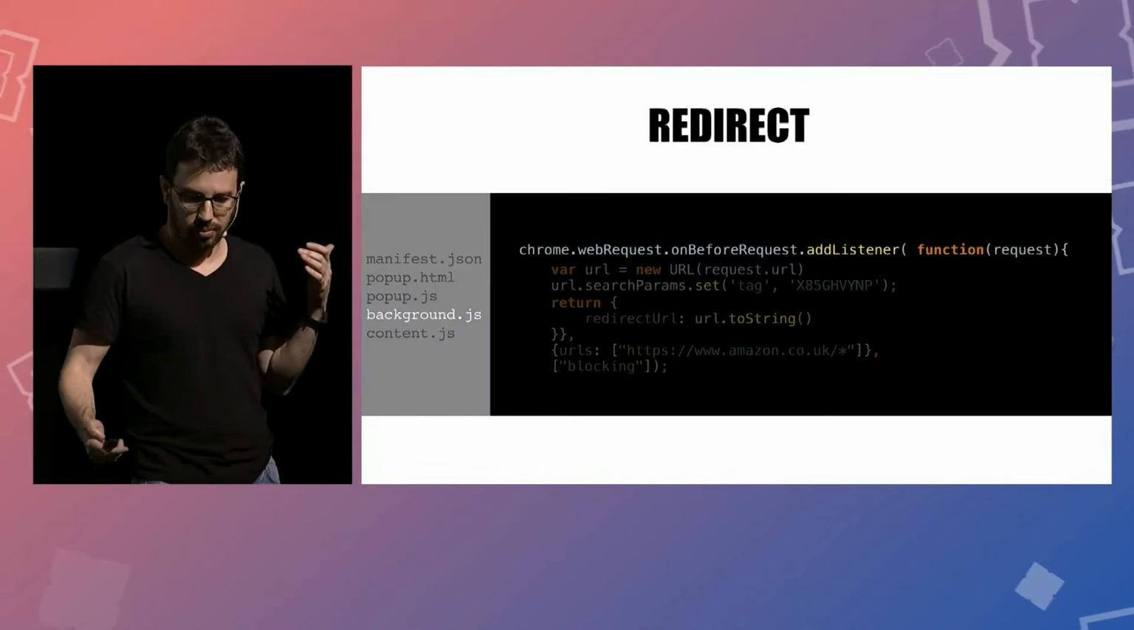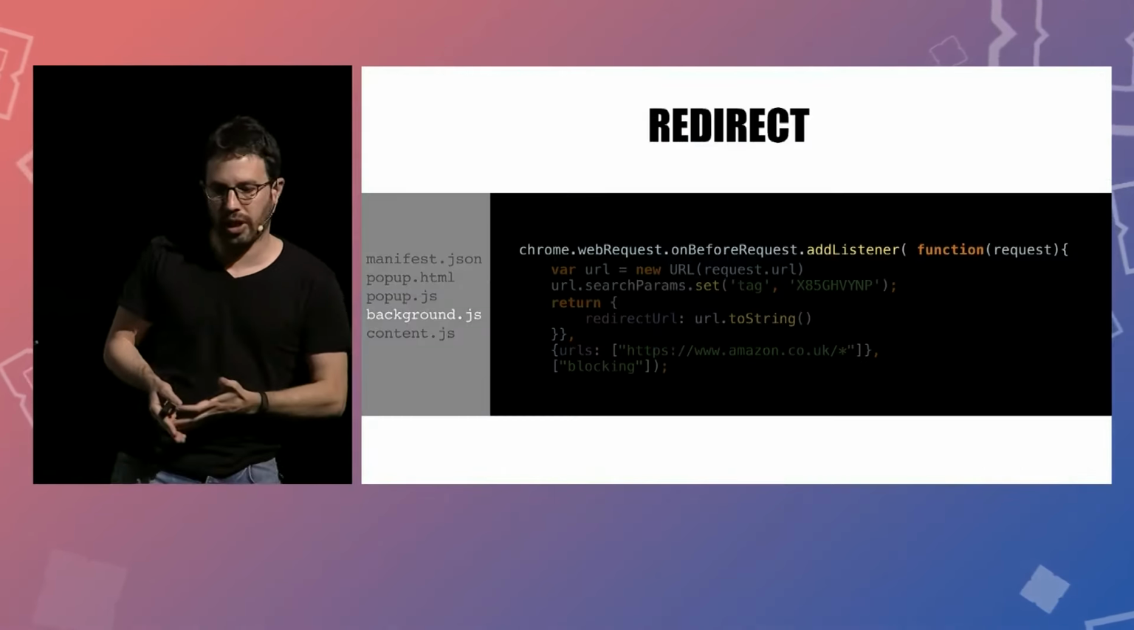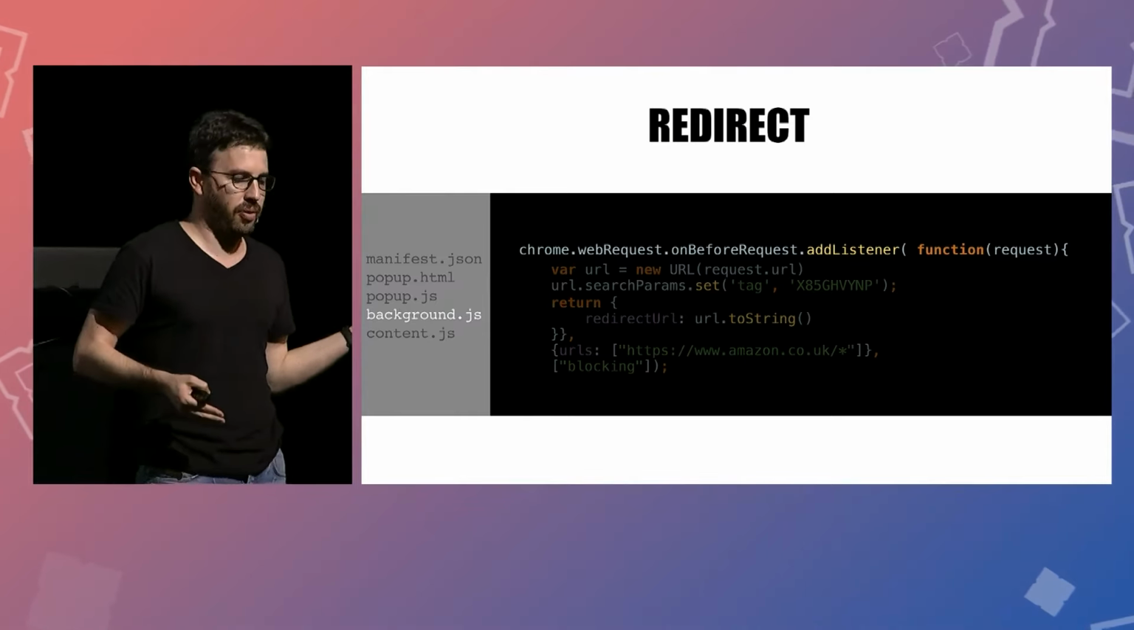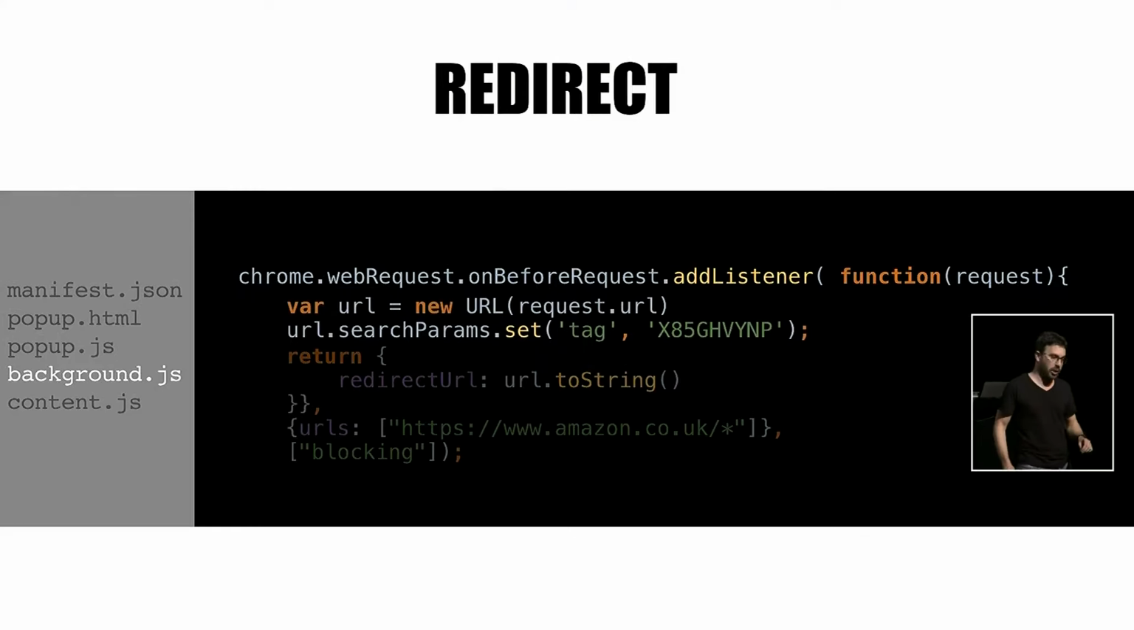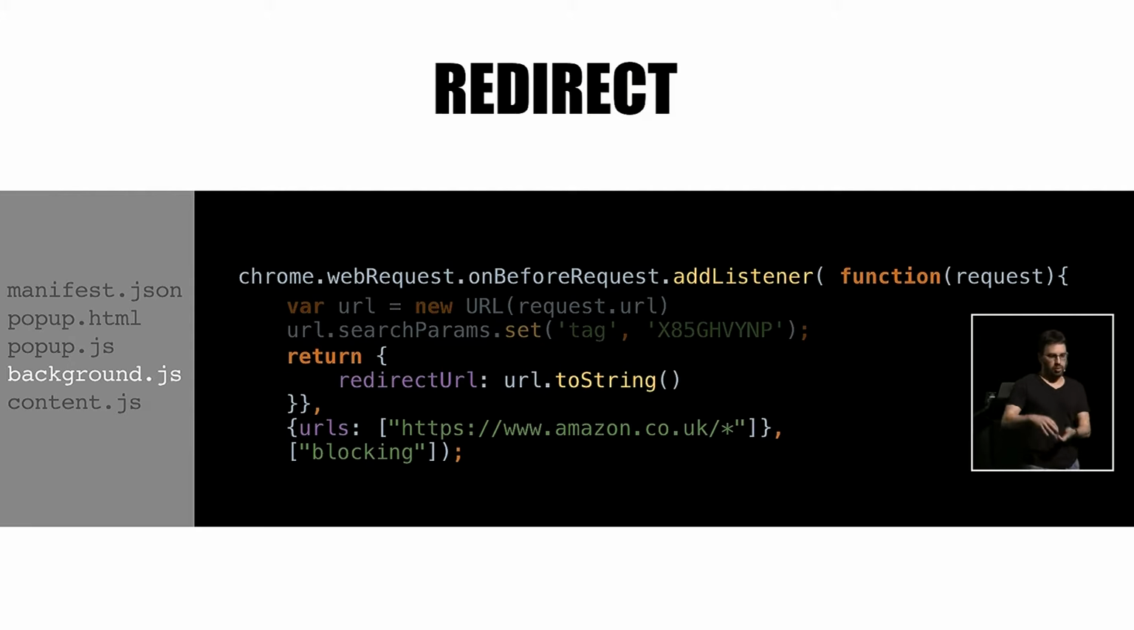So the thing that we're doing here, we use the onBeforeRequest event. We take the URL, we add the tag, and we redirect the user to the new site with the tag and our unique identifier. And it only works on Amazon now. Of course, I can extend this extension to also work with AliExpress, eBay. Most of the sites have this affiliate program.